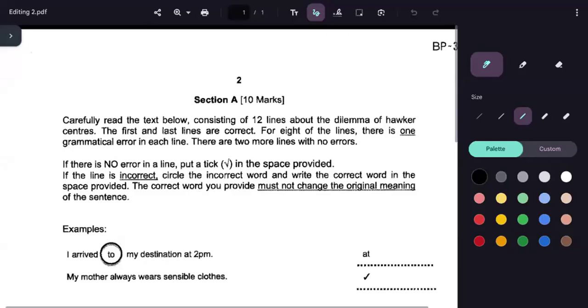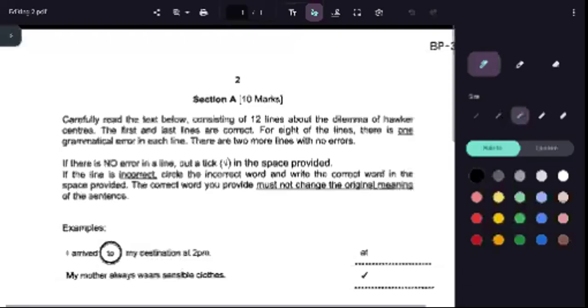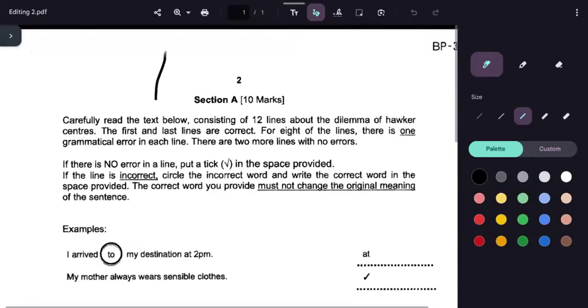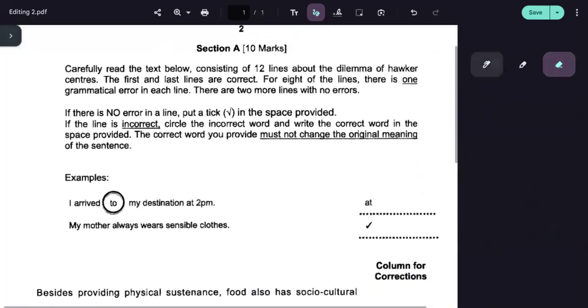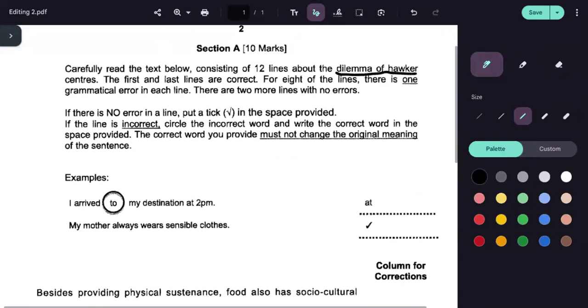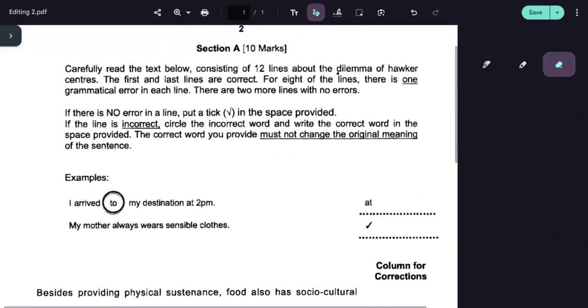Editing 2. All these papers have been adapted from schools, for those who don't know. Okay, let me resume. So from now on you will see a screen that looks like this. Let's start this topic. There's going to be a passage that talks about the dilemma of hawker centers. Again, there are two lines with no arrows.